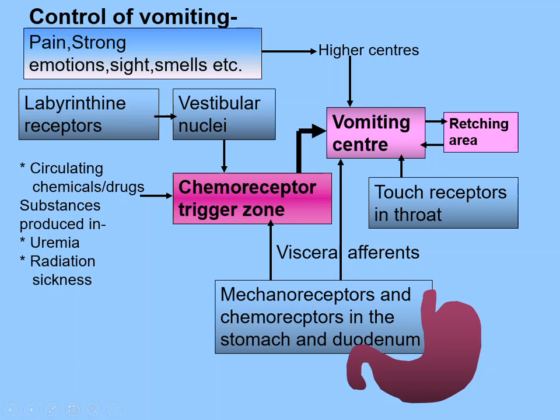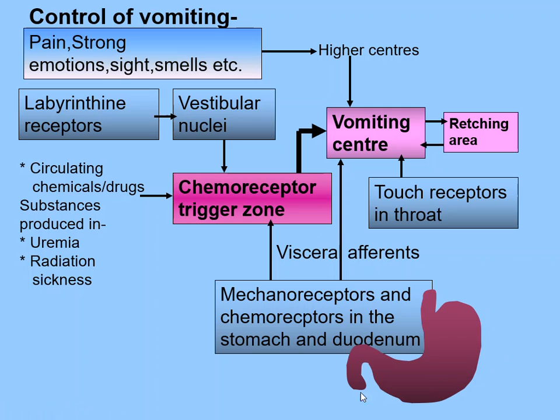Next one is motion sickness. Motion sickness occurs when we ride in a bus or boat, or in an aeroplane, and we can feel like vomiting because of this motion sickness. When we are in motion, the labyrinth receptors are stimulated and the vestibular apparatus sends impulses to the vestibular nucleus. The vestibular nucleus sends impulses to the chemoreceptor trigger zone. Then the chemoreceptor trigger zone sends impulses to the vomiting center. So it leads to vomiting when we are in motion.